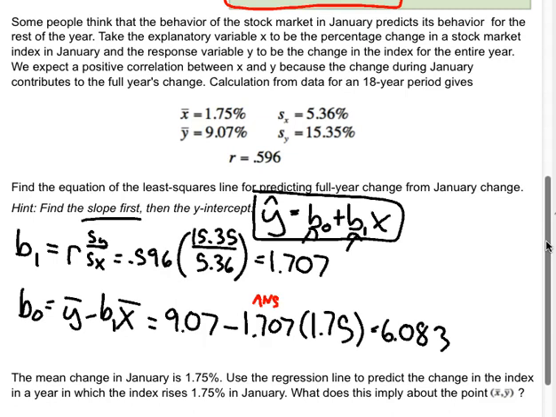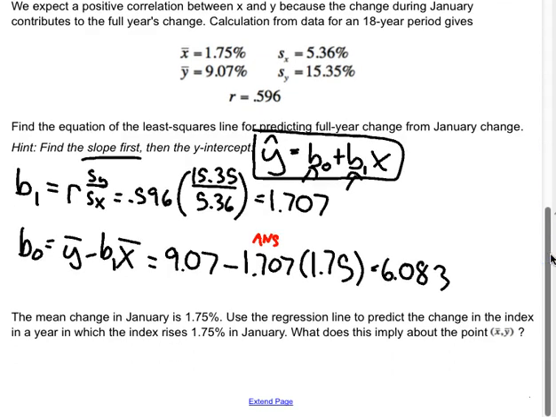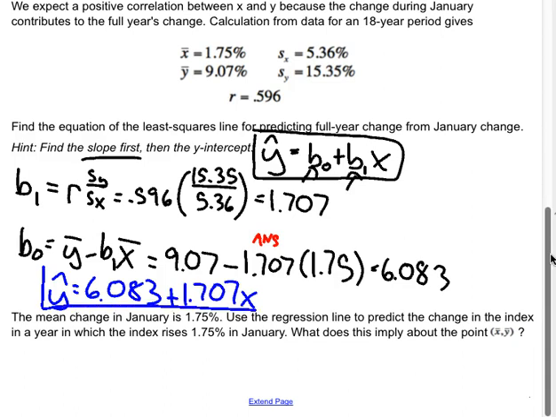So again, really all this is piecing it together in those formulas, and now you can finally tell me that your equation, y hat, is going to be 6.083 plus 1.707x. All right, so again, really cool to be able to go through that. And all it is is following patterns, following that formula. Okay, that's literally all you have to do for me.